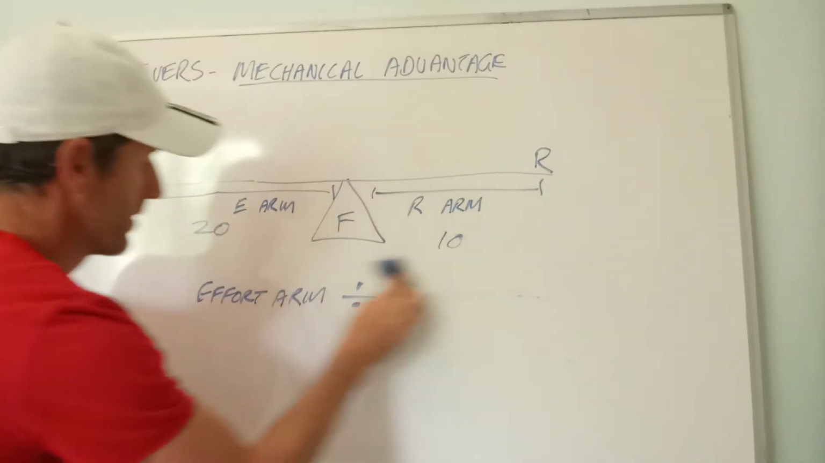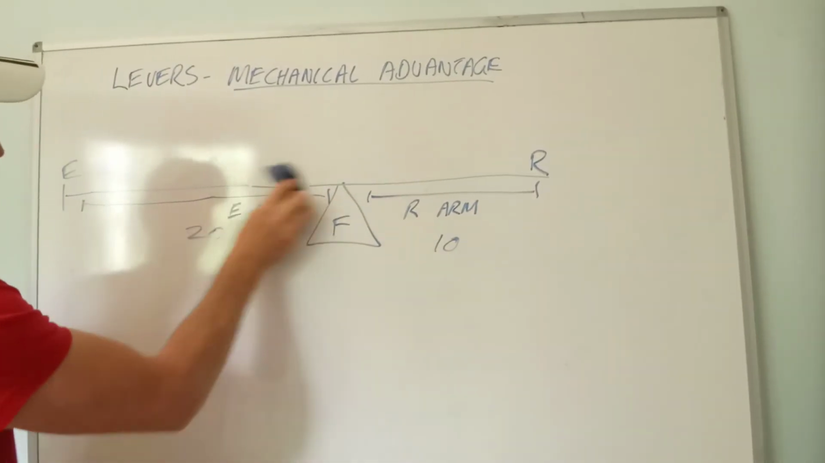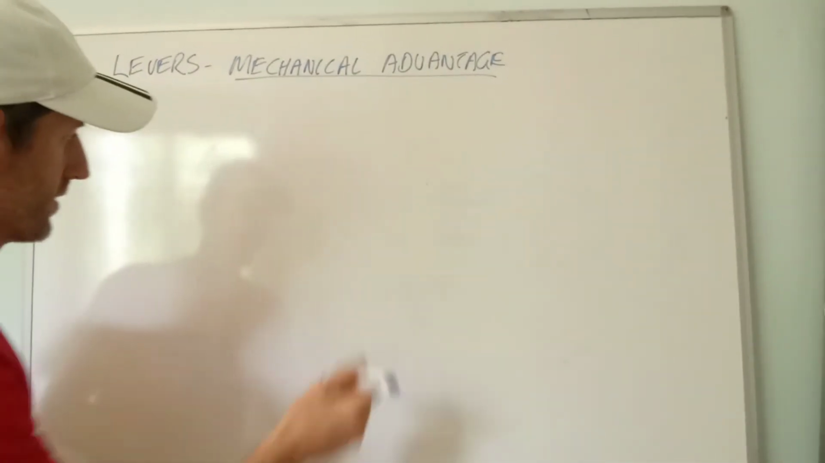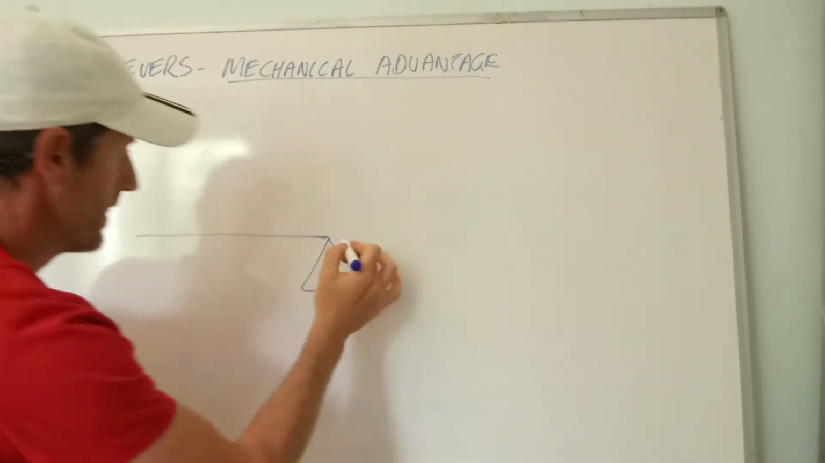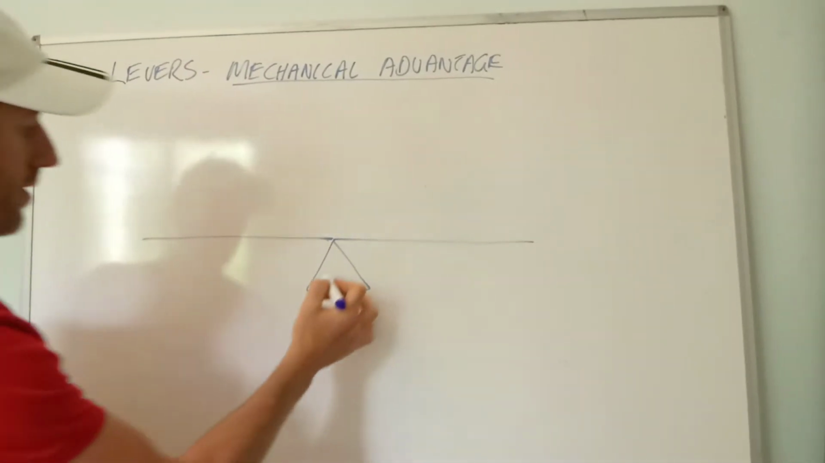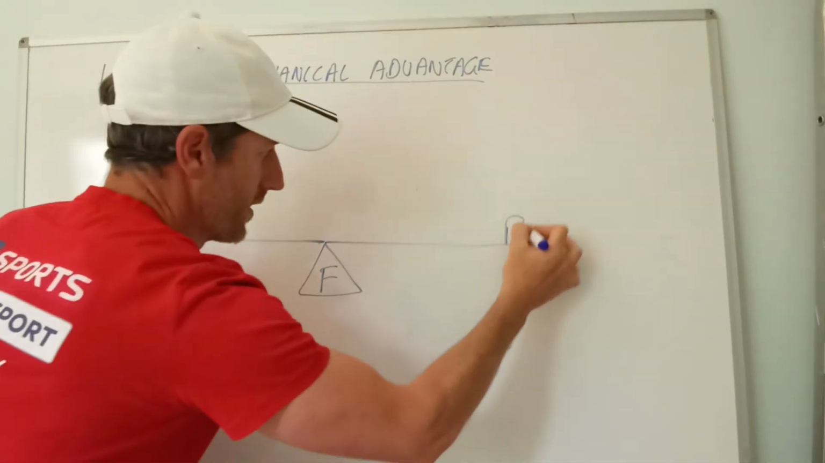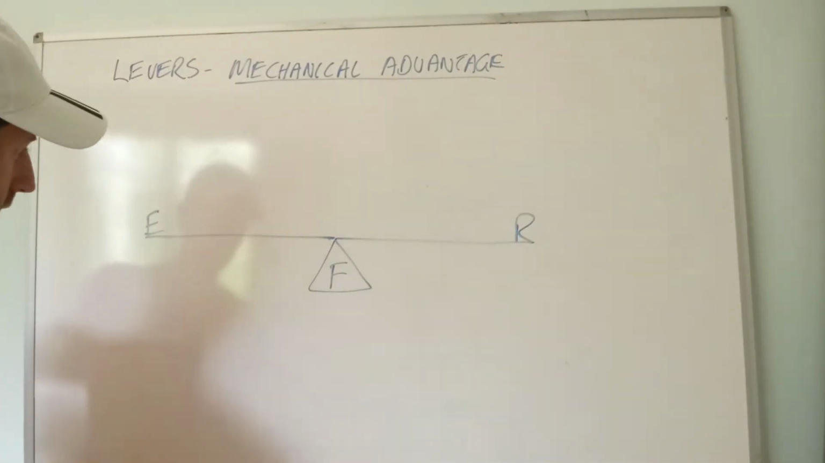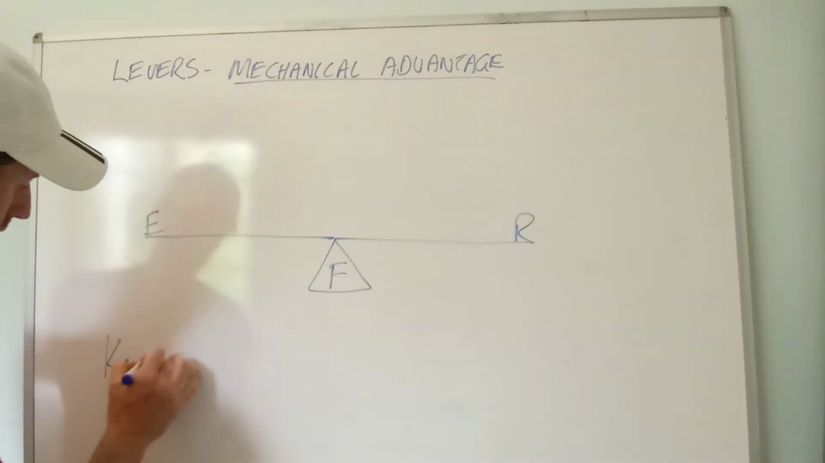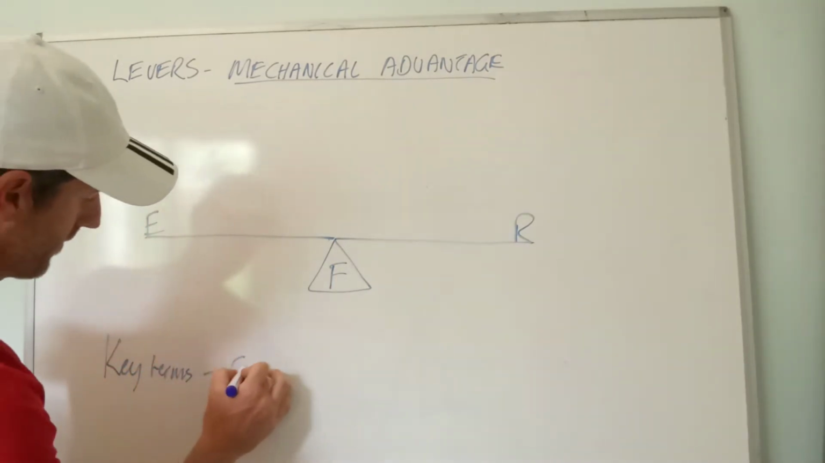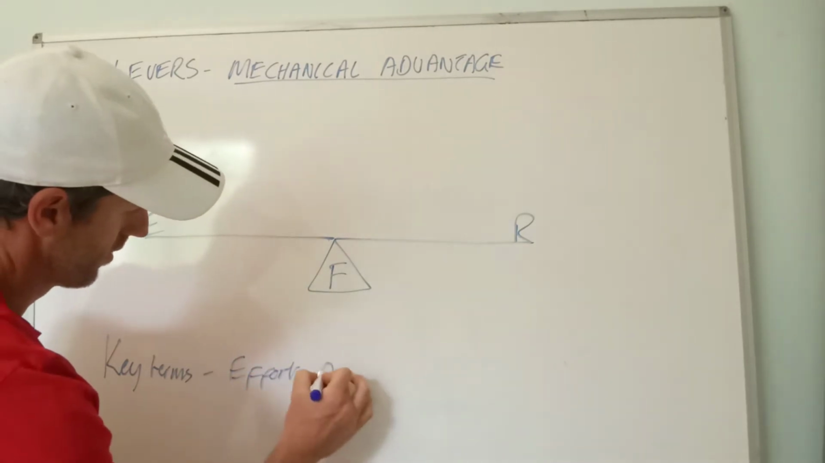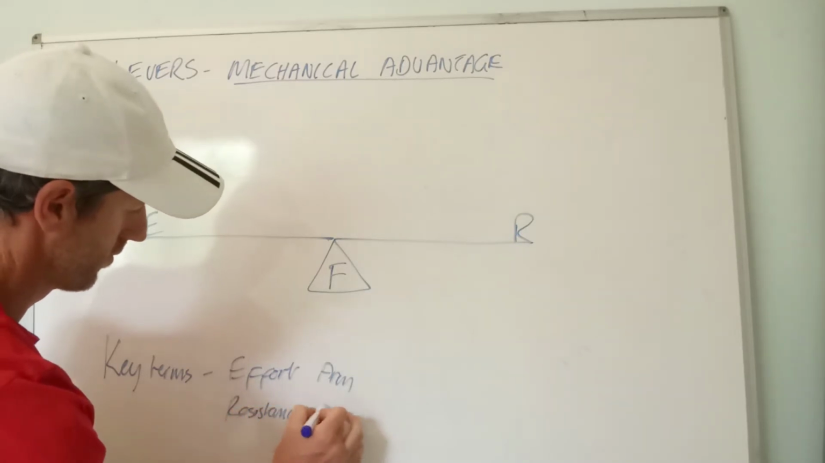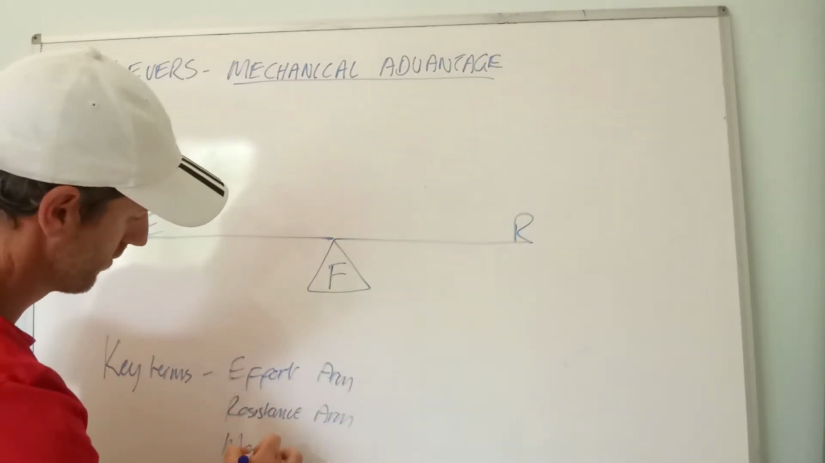All right, now I'm going to clarify exactly what these are, so I'll do this again: defining the effort arm and defining the resistance arm. I'm really hoping that these are going to become more obvious. If that's the resistance, that's the effort. To figure out the effort arm, these are key terms: effort arm, resistance arm, and then mechanical advantage.